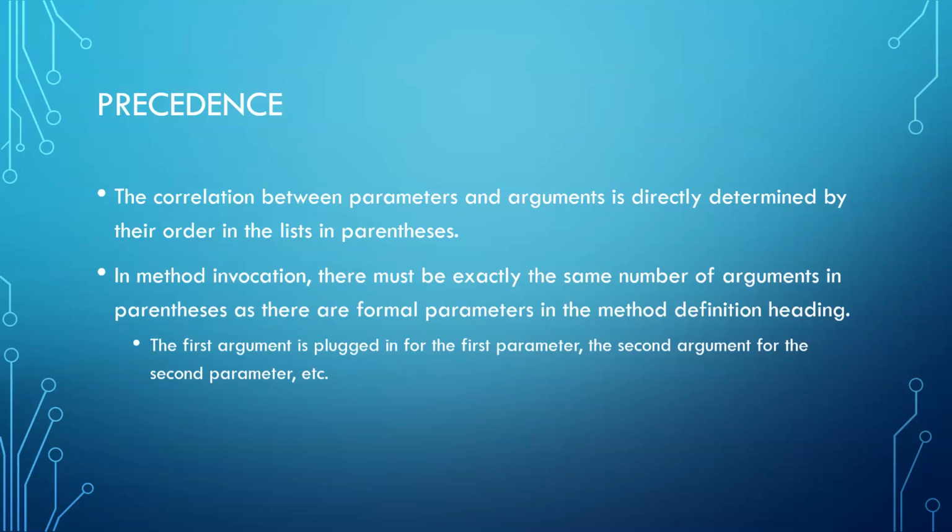So, for example, the first argument would be plugged in for the first parameter, the second argument plugged in for the second parameter. If you had 3, it'd be 3 for 3, 4 for 4, etc.